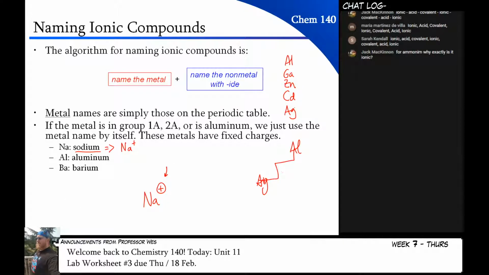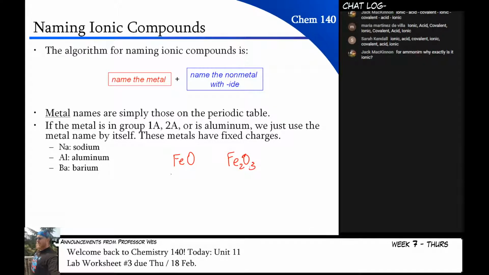The same is true for all of these elements in groups 1A, 2A, or these ones right here. But the only one I really care about is aluminum. So if you treat gallium and zinc and cadmium and silver as having variable charges, that's okay. Now, what do I mean by variable charges? What I mean is, if I have a compound like this, and a compound like this, and I identify that the charge on iron here is +2, because oxygens are always -2.